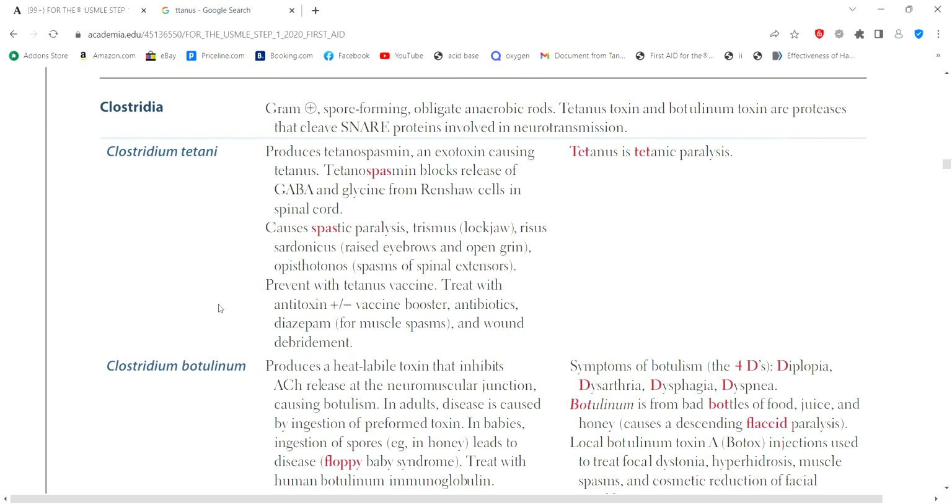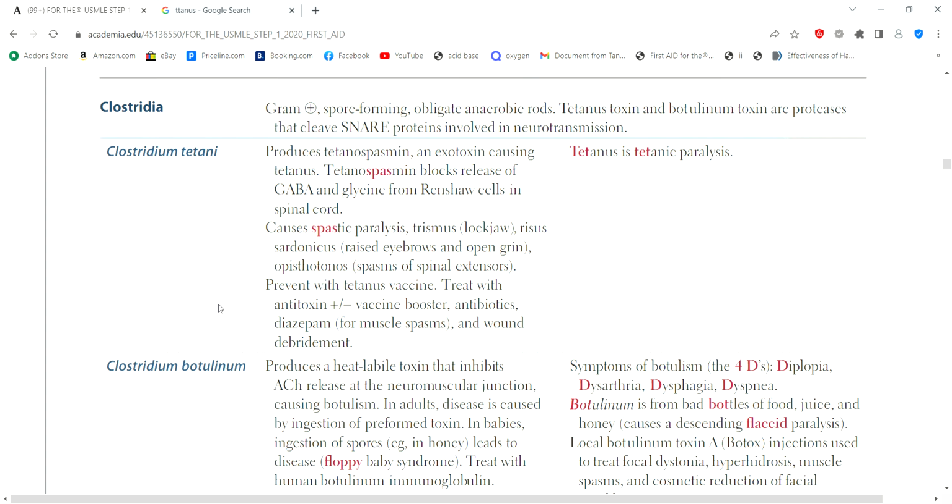Tetanospasmin breaks down snare, so snare cannot release GABA and glycine from the Renshaw cells in the spinal cord, so the patient gets arch back and lockjaw. Tetanospasmin causes overexcitation of the muscle. Okay, all right. So now we know that.